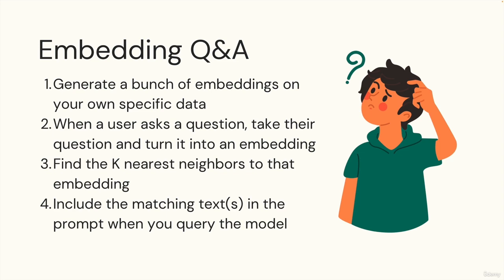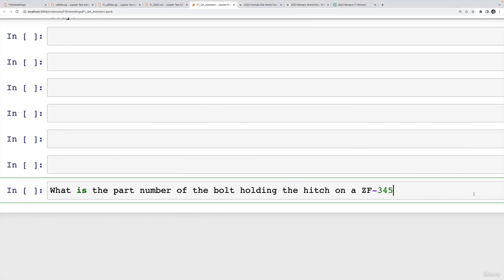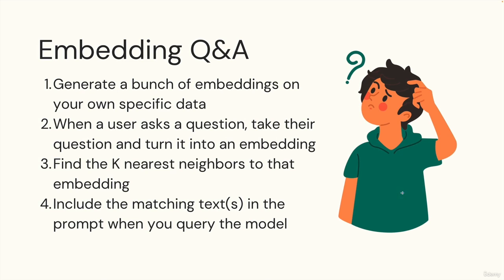If we're building an assistant, some sort of virtual chatbot thing, when a user asks a question, like this question right here, what is the part number of the bolt holding the hitch on a ZF345? What we'll do is turn that into an embedding too. So we'll have the question as an embedding, and then just like we saw in the previous video, we can compare that embedding to other embeddings and find the nearest matches. Use the nearest neighbor algorithm to find the closest matching embeddings. And when we've done that, that will hopefully give us the relevant information to answer that question.